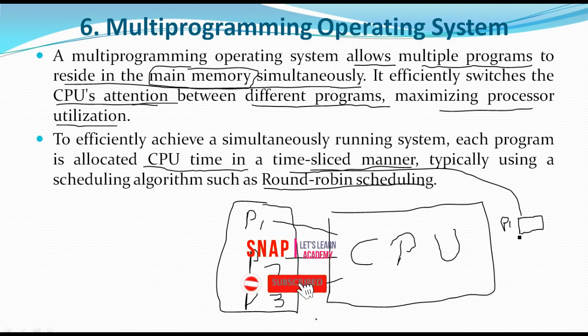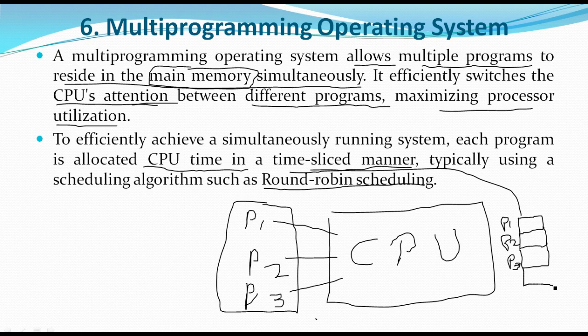The seventh is the multiprocessing operating system. This operating system utilizes multiple processors or cores within a single computer to execute tasks. It improves system performance and enables the concurrent execution of various processes. Examples are Linux and Windows. In certain editions of Windows, we can find this multiprocessing operating system.